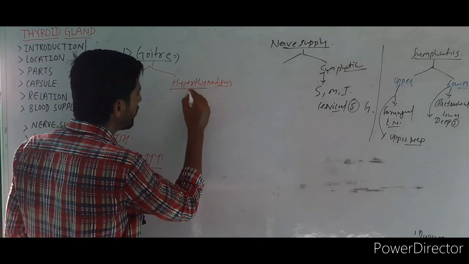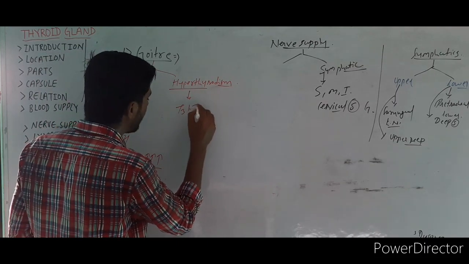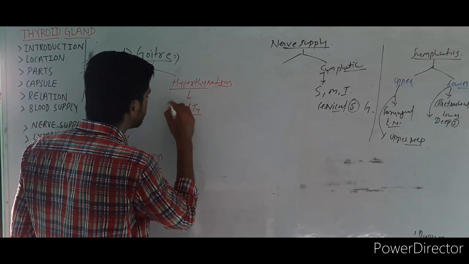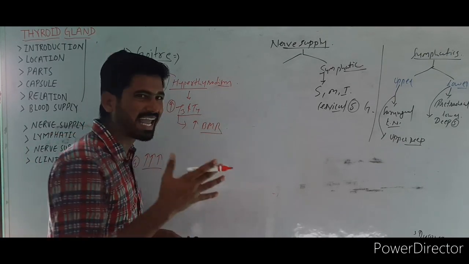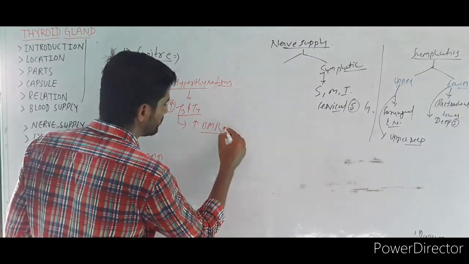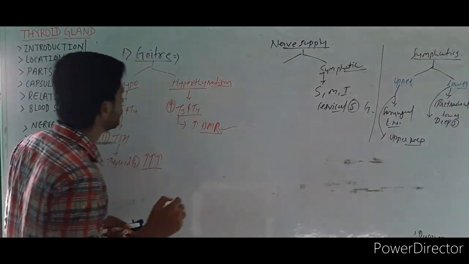In the hyper condition, what is happening? The level of T3 and T4 is increased, and it leads to increased BMR. So the patient has tachycardia, right? So these are the symptoms. So listen, this is the goiter.